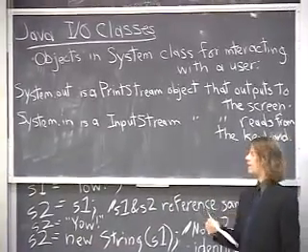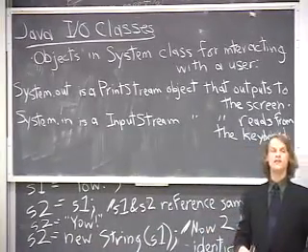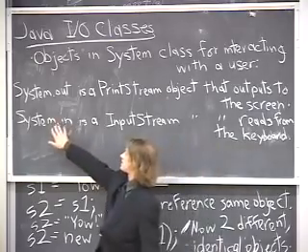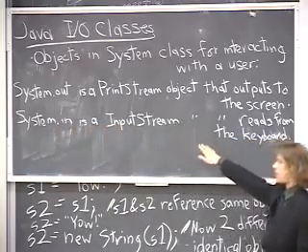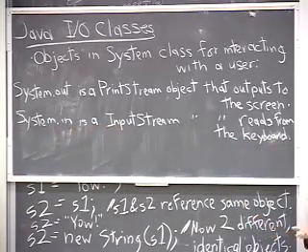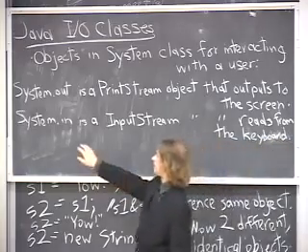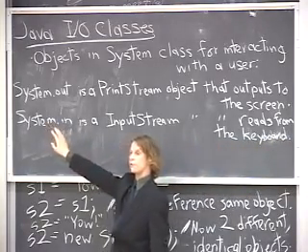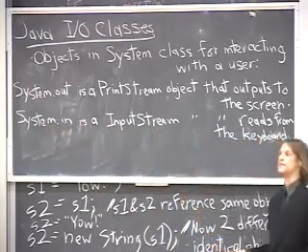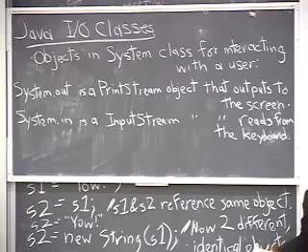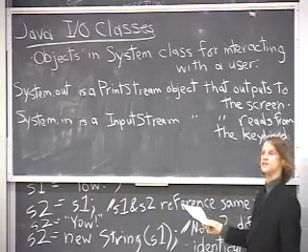System.in is a little bit more complicated. And by the way, I just want to say, when I say System.in is an InputStream object, that's really shorthand for saying that System.in is a variable that references an InputStream object. And I'm going to use this shorthand all through the semester.